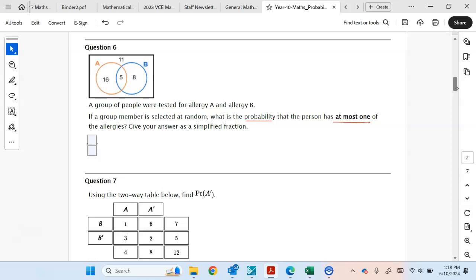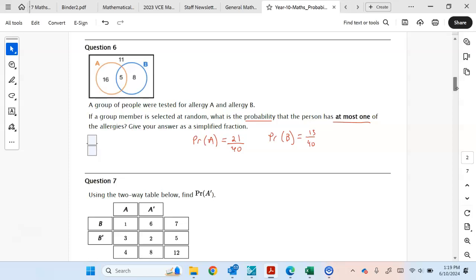I know what it would be if it was at least one, but it's at most one. All right, well, let's just do it. So if you had allergy A, the probability of A would be 21 over, how many have we got? 21, 29, 30, 40. And then the probability of B is 13 over 40.